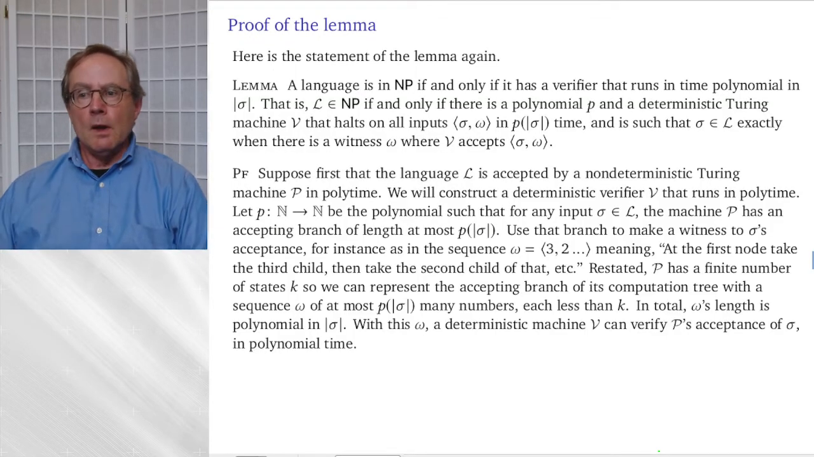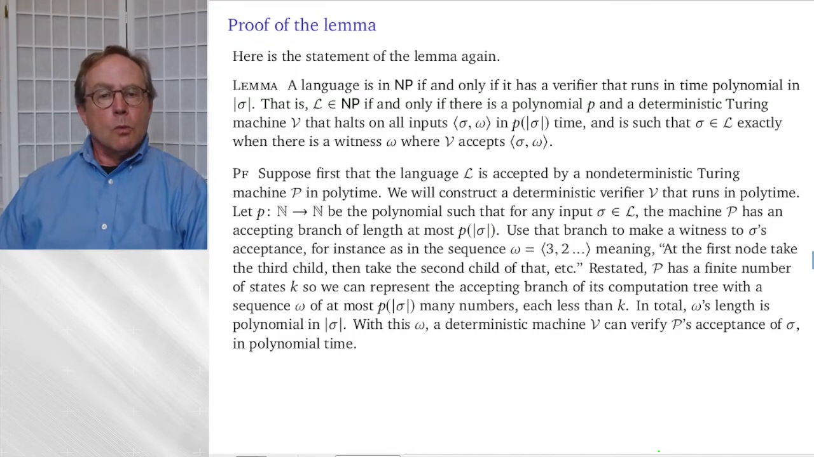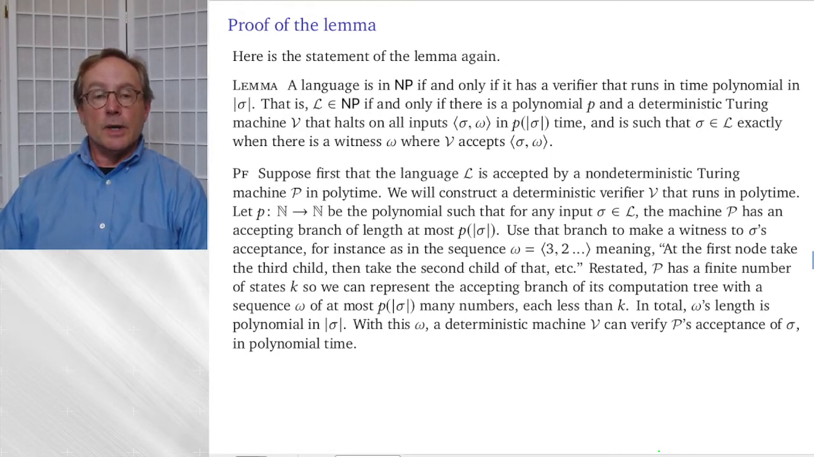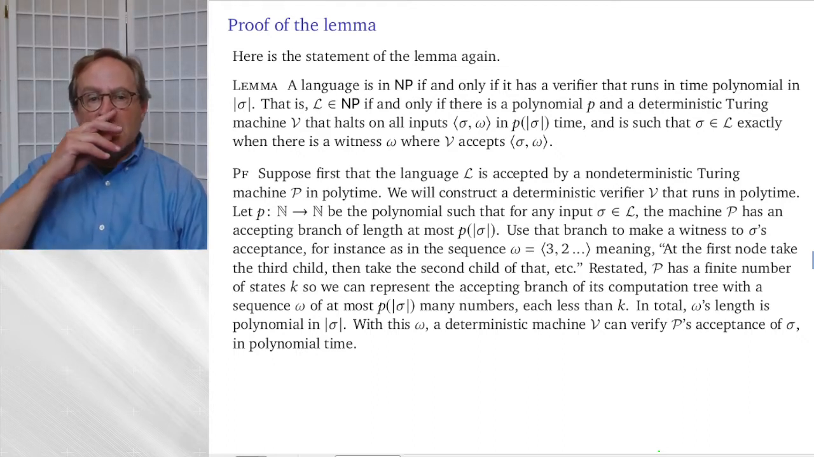Okay, I'm going to give the statement of the lemma one more time and end with the proof of the lemma. So the statement of the lemma is what we've just been going over, that a language is in NP if and only if it has a polytime verifier, a deterministic Turing machine that runs in time polynomial in the length of sigma. That is, L is in NP if and only if there's a polynomial P and a deterministic Turing machine V that halts on all inputs sigma comma omega in time polynomial in the length of sigma, and is such that sigma is in L exactly when there's a witness omega where V accepts sigma comma omega. That's what exactly when means, if and only if.